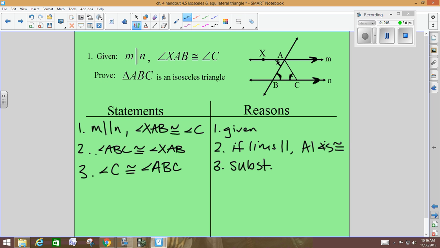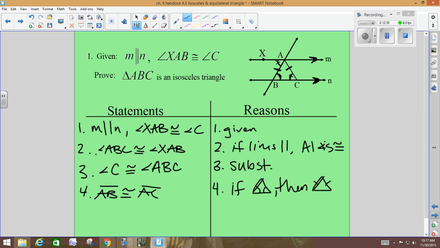Sarah? Yeah, if a triangle has two congruent angles, then it's got to have two congruent sides. Remember, it's the sides that are opposite of those angles. So which two sides of my triangle are congruent? AB and CA. Good. So for 4, we'll say that segment AB is congruent to segment AC, and that's because if two angles are congruent, then two sides are congruent.